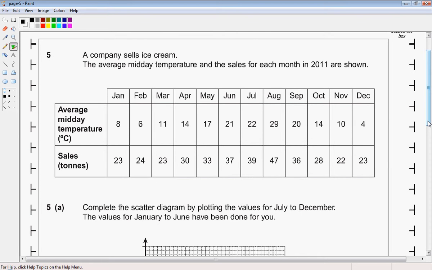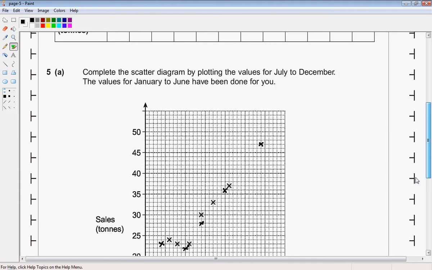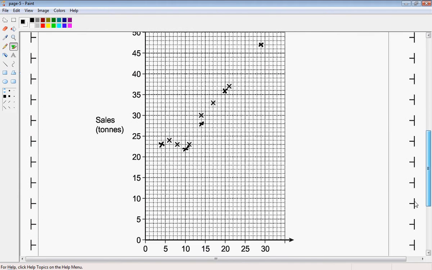So we've got 22 and 39. Okay, so this is the temperature here, which is 22, and I need to go up 22 till I hit 39. Okay, so I've plotted all the other points.